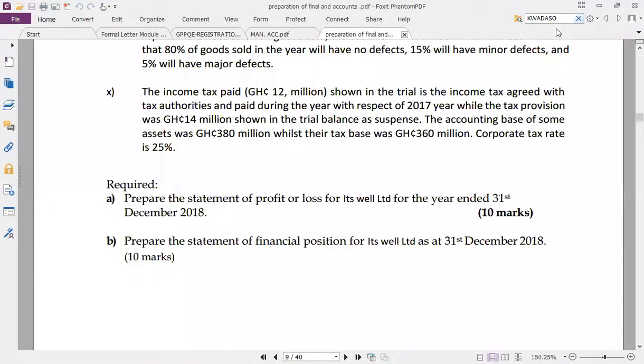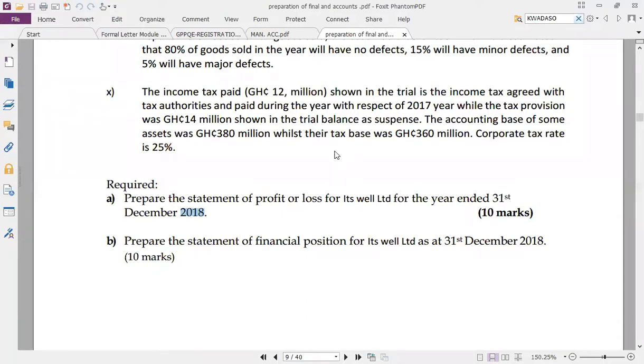the income tax paid, which is 12 million shown in the trial balance, is the income tax agreed with the tax authorities and paid during the year with respect to 2017. We are preparing the financial statement for 2018. As soon as they start mentioning last year's tax details, they are just drawing our attention to what? Under or over tax provision. While the tax provision was 14 million, shown in the trial balance as suspense.